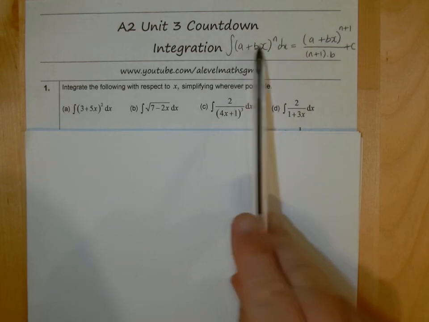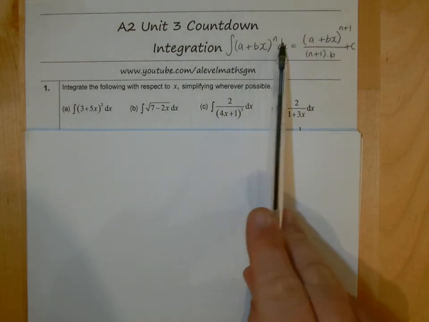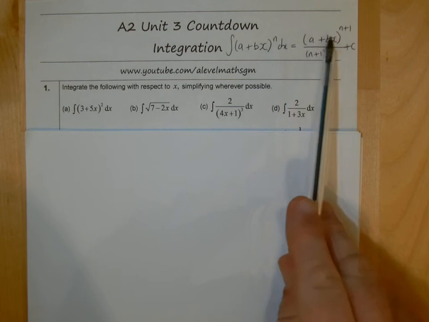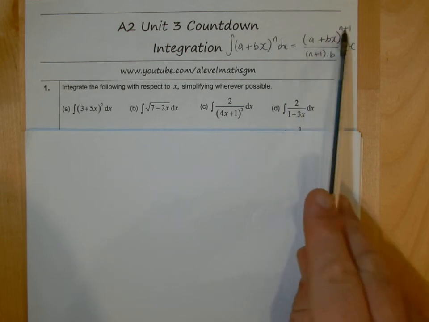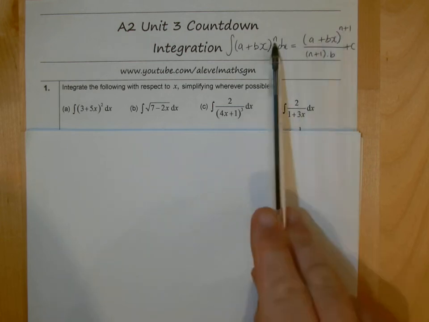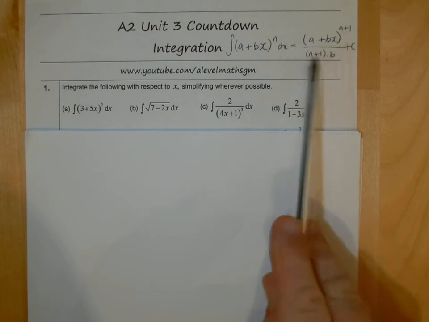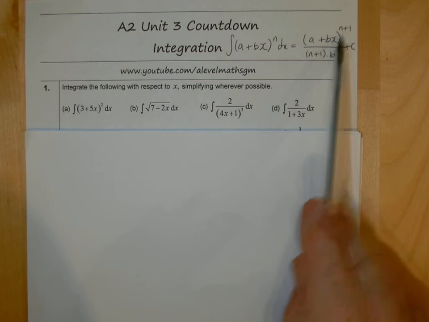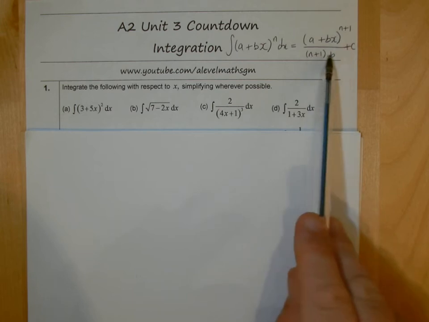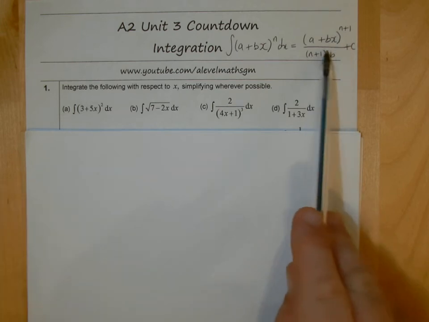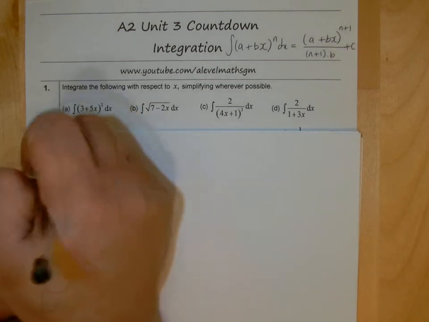So the general form is this: if we've got a linear term in the bracket to power n, to integrate, you simply increase the power by 1. So if it's n, you add 1 to it, so that's your new power. Then you've got to divide by this power, which is n plus 1, and you times it by the derivative inside, which is b. So we'll see that by example now.